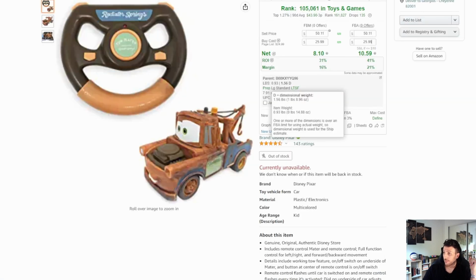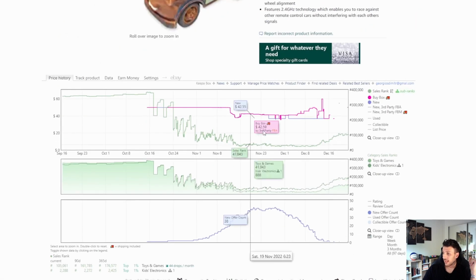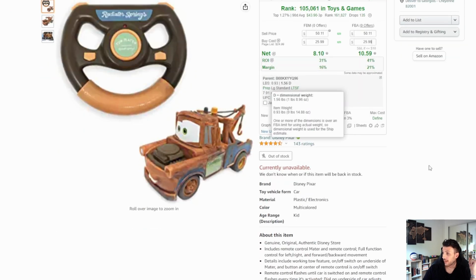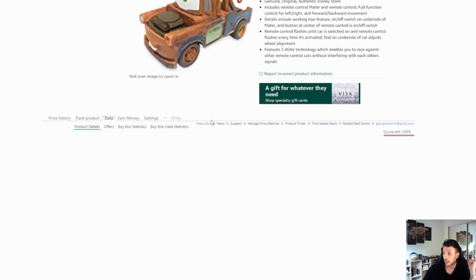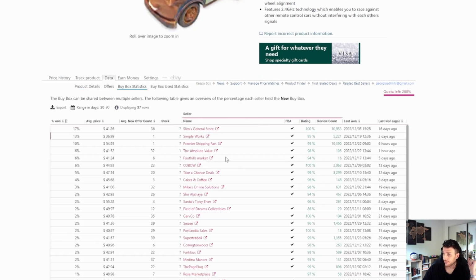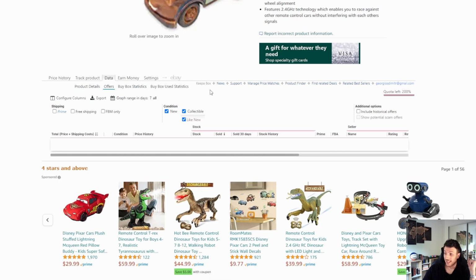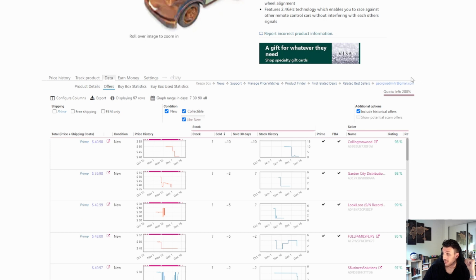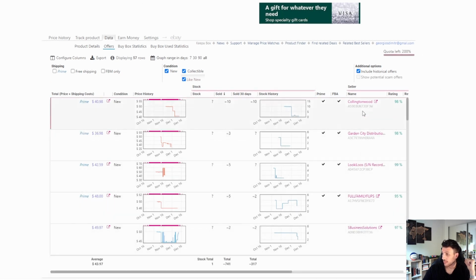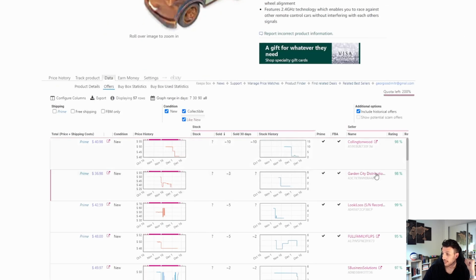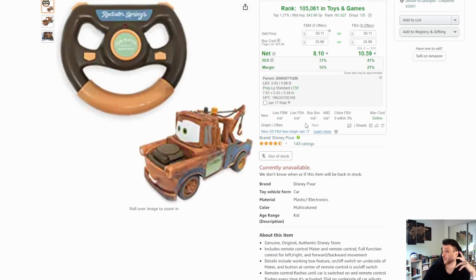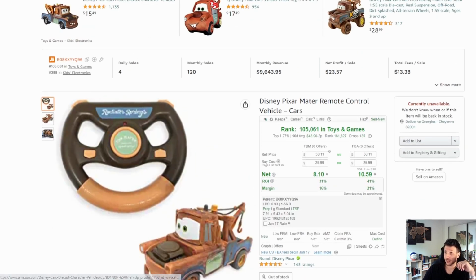Is the manufacturer a seller? Well, there's no indication of the manufacturer being a seller here. We can actually look at the data on Keepa, go to buy box statistics and offers, and see if the manufacturer was ever a seller. Looking at these names here, I don't see anyone with the name of Disney Pixar having sold it. Obviously it's a Disney product, so you do need to be ungated in Disney to be able to sell this product. So that's another thing that you need to really consider.